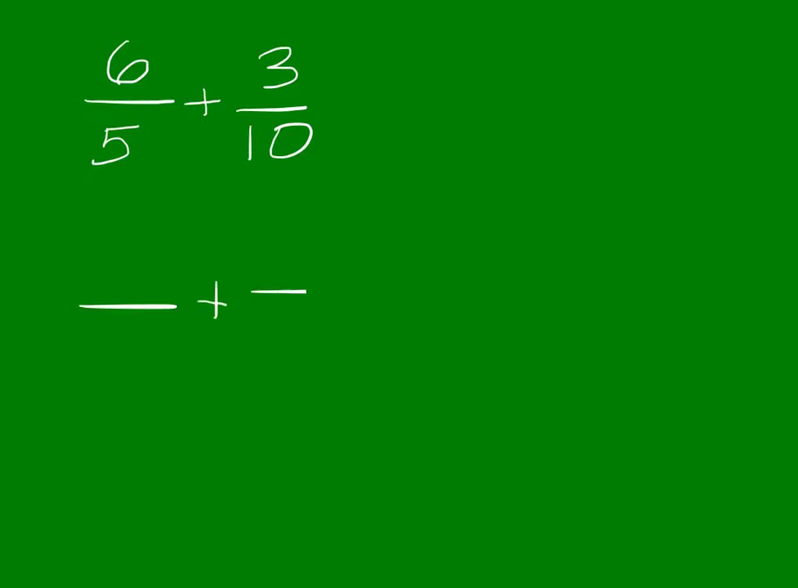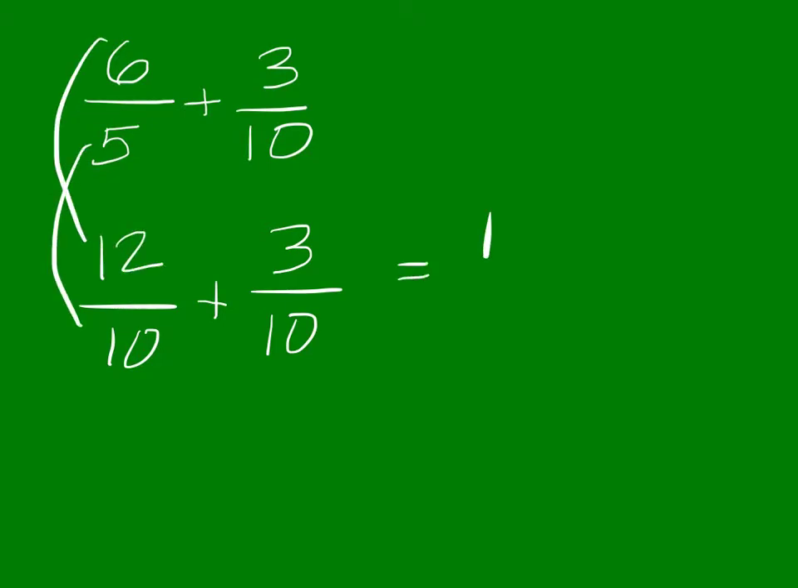Least common denominator is 10. This one doesn't change, but you're multiplying that one by 2. When you add together, you get 15 over 10, which reduces to 3 over 2. Try this one and bring it up.